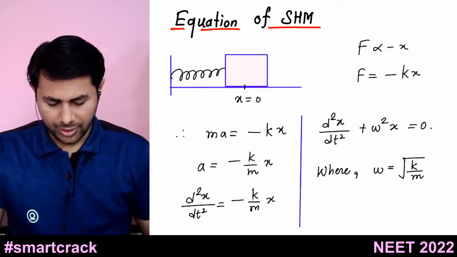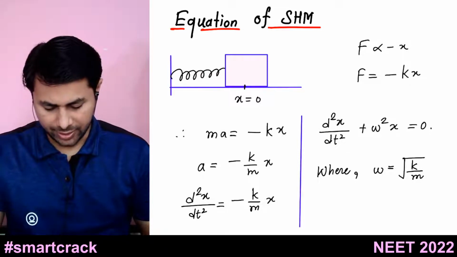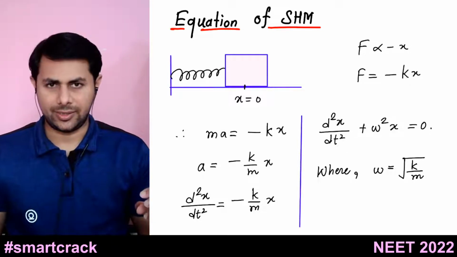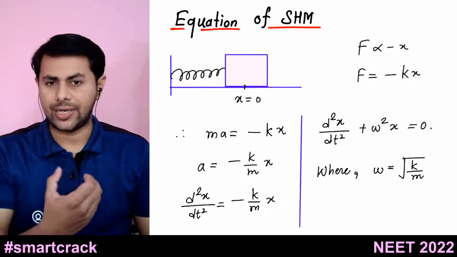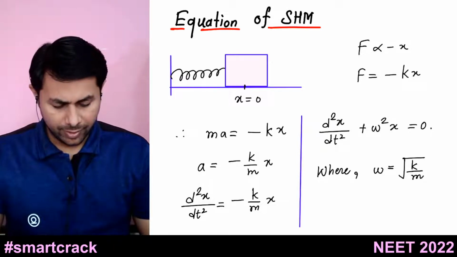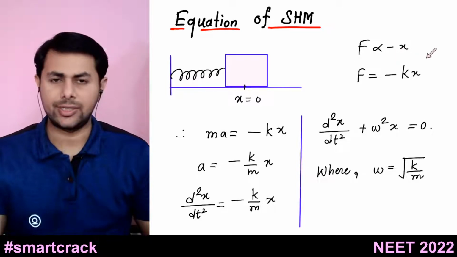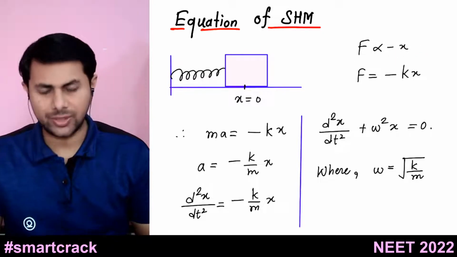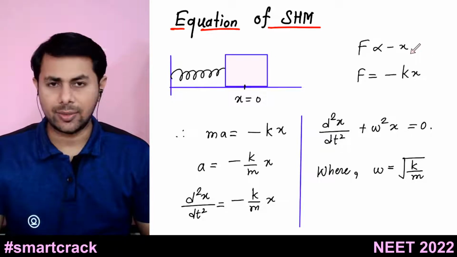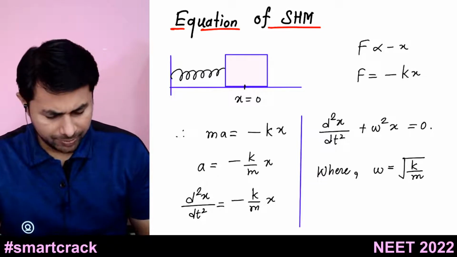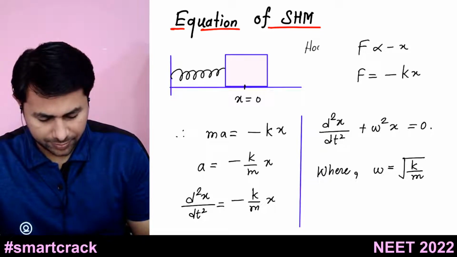Let's suppose you have this block connected to a spring, and you displace it. What will happen? There will be some restoring force generated in the spring which will try to restore it back. And this is Hooke's law, that this force is directly proportional to the displacement, but it acts in the opposite direction. The force is called the spring force, and this law is known as Hooke's law.